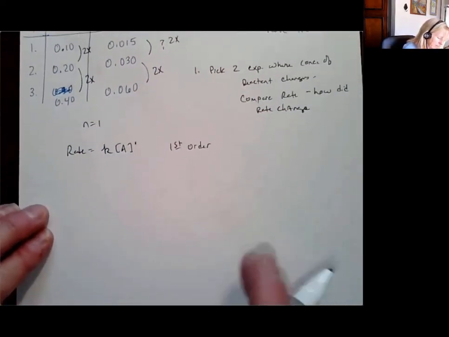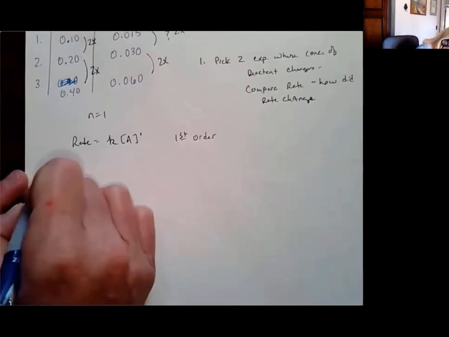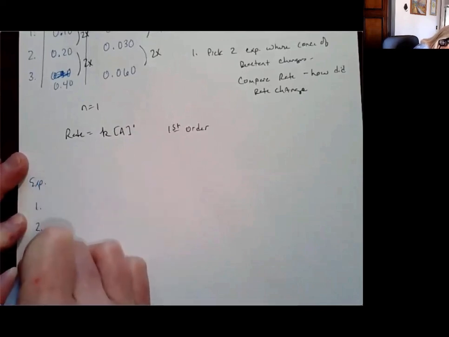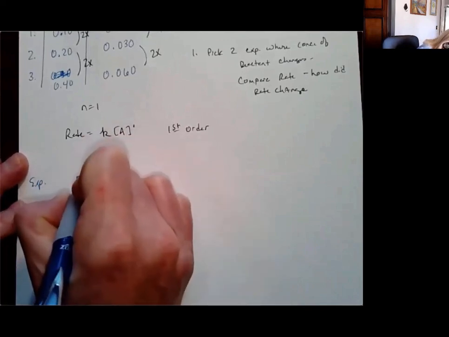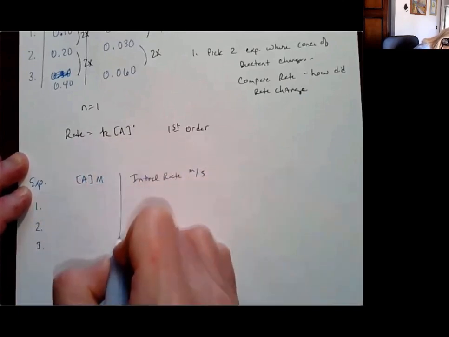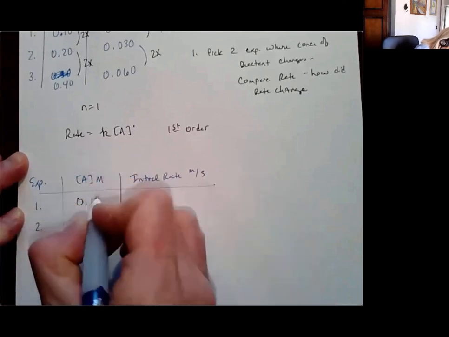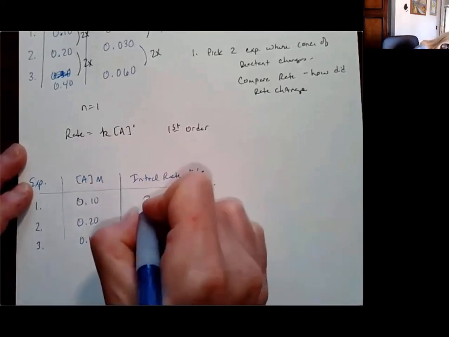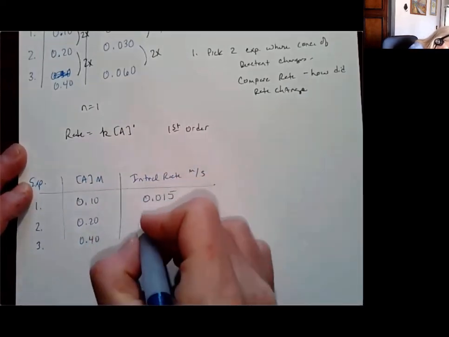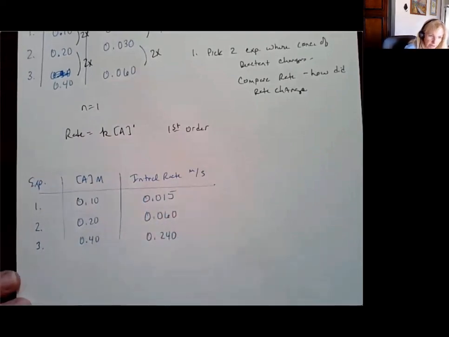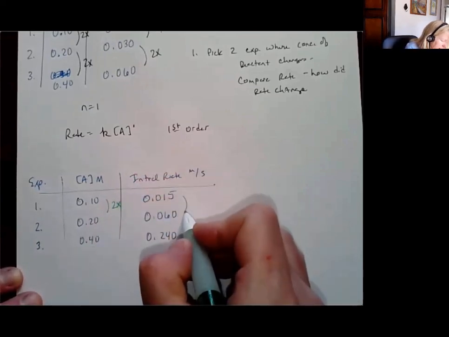Let's say I have the same scenario, but now I ran this 3 different ways. 1, 2, 3, and let's say these are my data. My molarity of A and my initial rate, in molarity per second. Let's say I do 0.10, 0.20, 0.40. But now my initial rates here are 0.015, 0.060, and 0.240. So I'm going to compare. Here, I double my concentration, but here, I'm quadrupling.